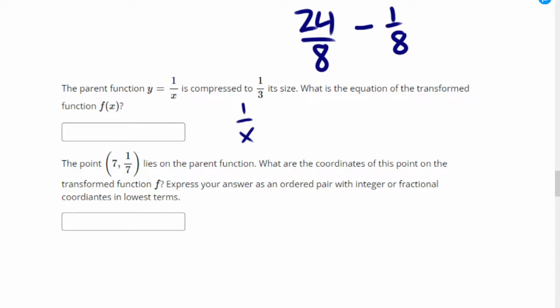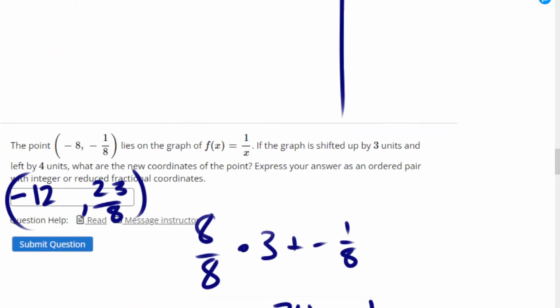trying to think if I want to get into this. Yeah, okay, let's do it.